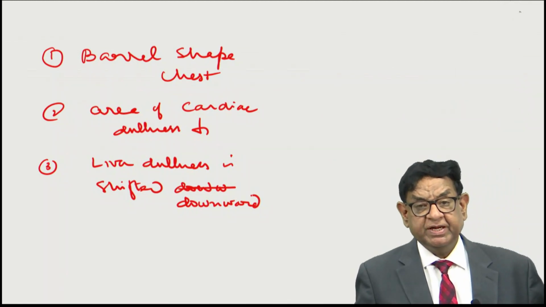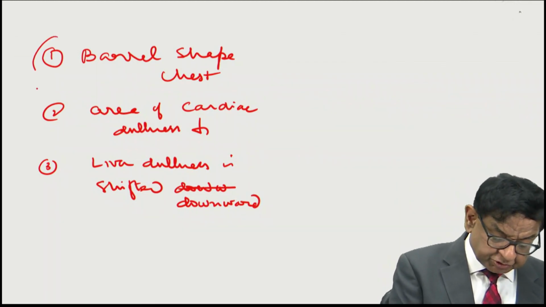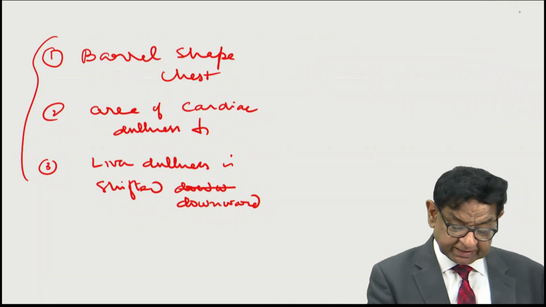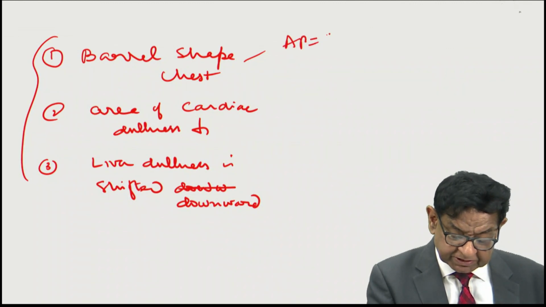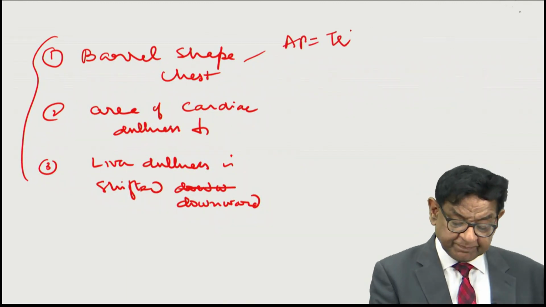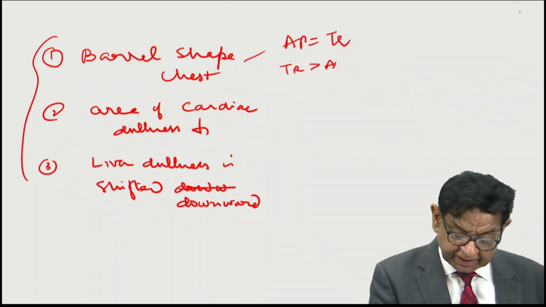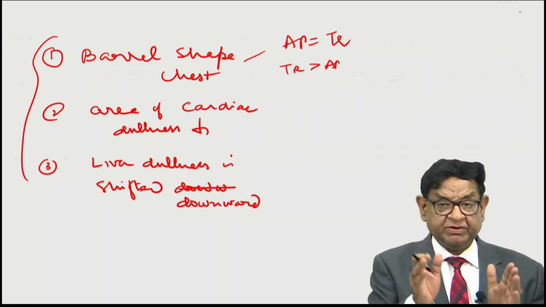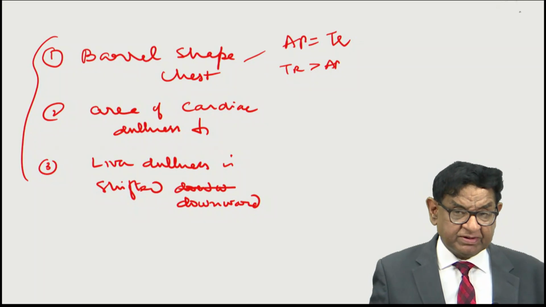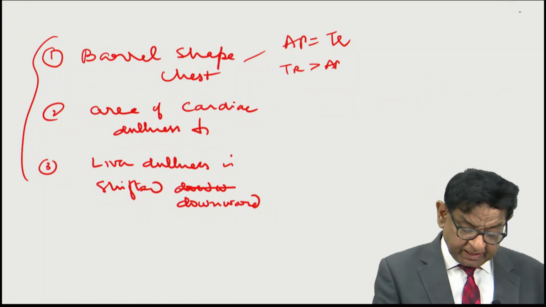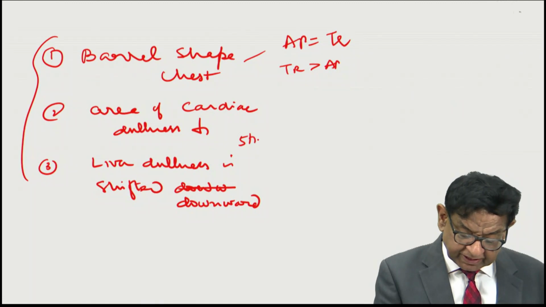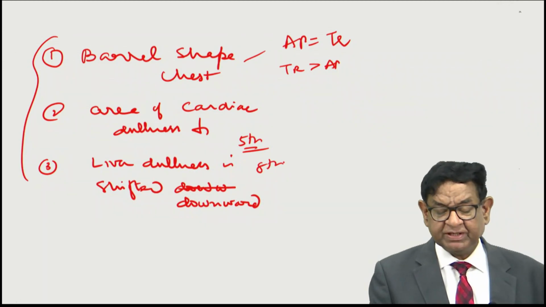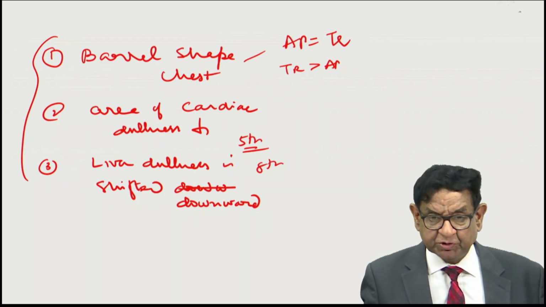Let me explain to you. These are the three classical signs of a case of emphysema. When I say barrel-shaped chest, AP diameter is the same as transverse diameter. Normally, transverse diameter is more than the AP. Here it becomes equal. Area of cardiac dullness: when we are doing percussion, because of a large amount of air in front of the heart, the area of cardiac dullness reduces. And normally liver dullness is usually there in the 5th intercostal space on the right side. Here, dullness may be there in around the 7th or 8th intercostal space. That means the liver has been pushed downward.